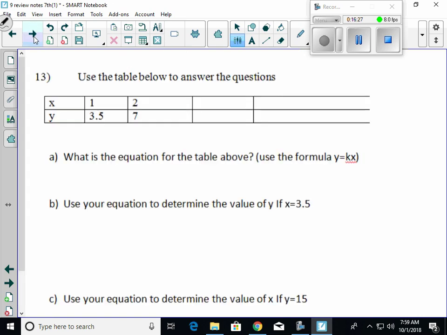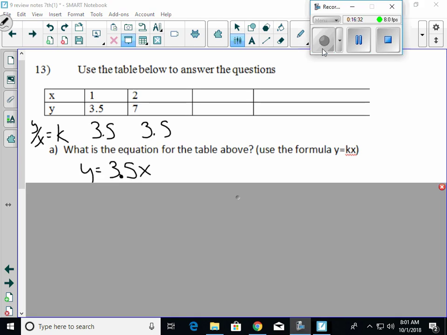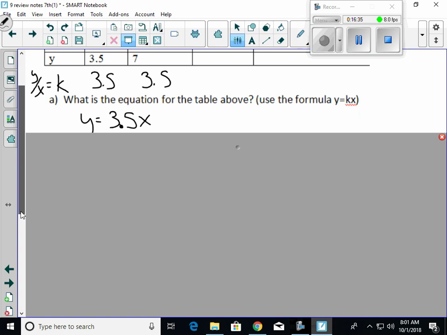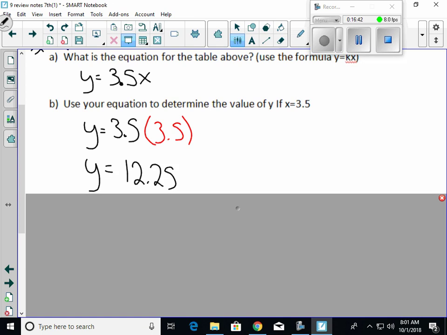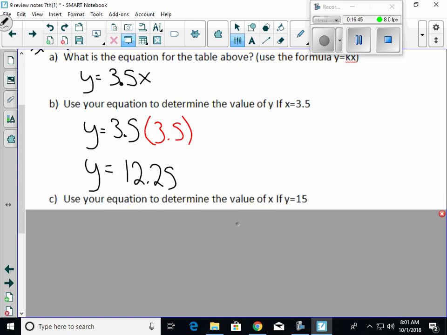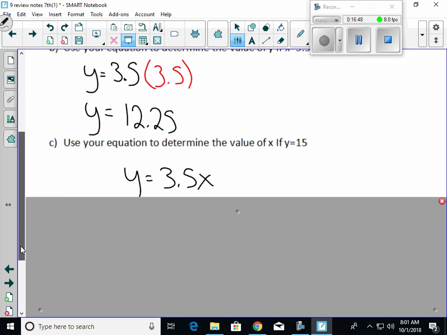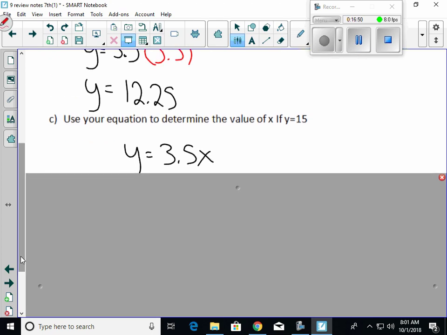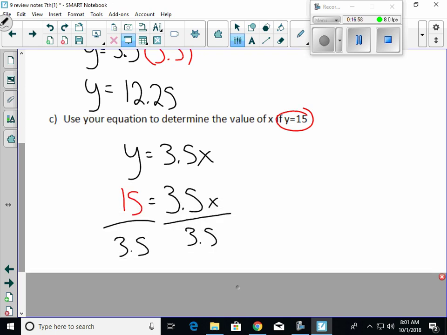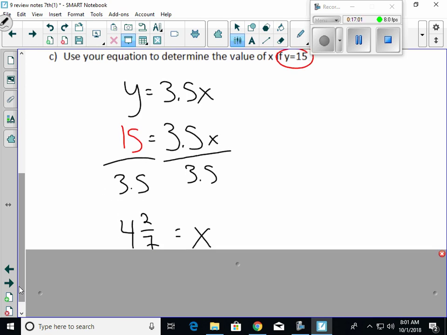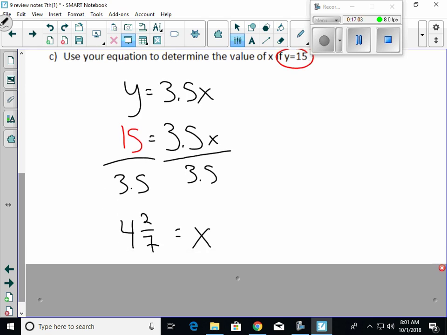Okay, last one is similar. See if you can do this last one. Okay, your equation is y equals 3.5x. In part B, you plug that in for where the x is, and you get y equals 12.25. For part C, they tell you what the y is, so you plug the 15 where the y is. You have to divide to solve this one. Divide by the 3.5. And this one as a decimal does not come out nicely. So second PRB on your calculator will give you that fraction.